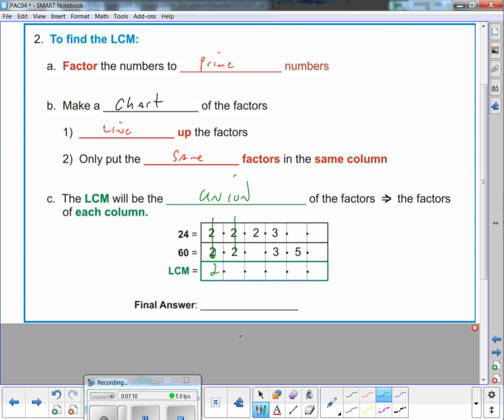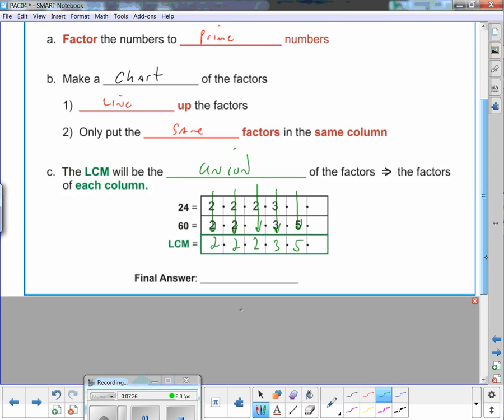I need another 2 for this second 2 column. I need a 2 for this third 2 column because the first one had a 2. I need a 3 for the 3 column. And I need a 5 for the 5 column because the second one had a 5. I'm doing union, putting them together.